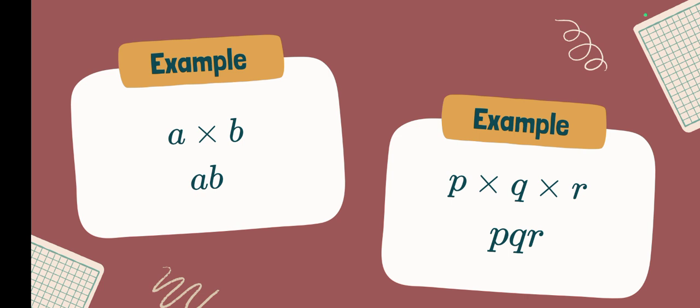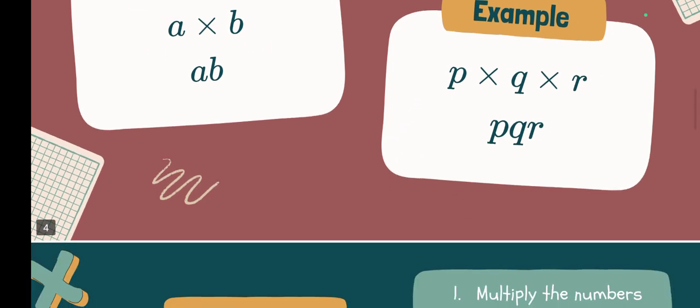For example, if you need to multiply a into b, then you will write ab. 3 into a, that is 3a. p into q into r, you will write it as pqr and not p into q into r.